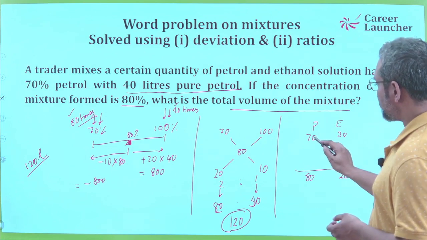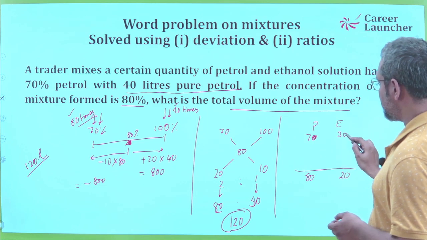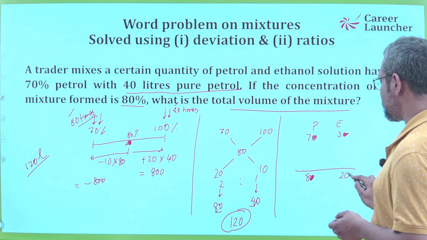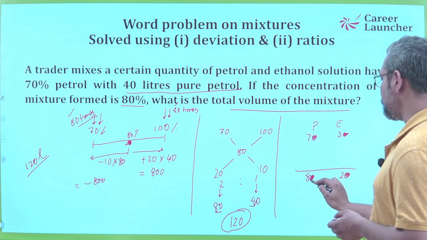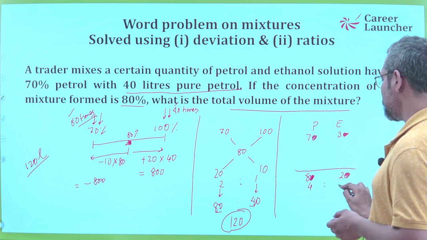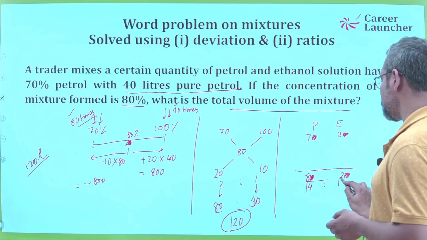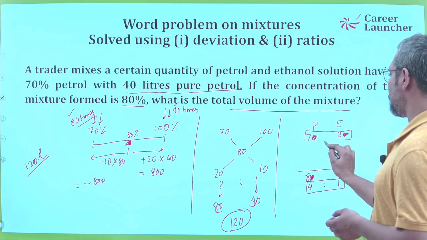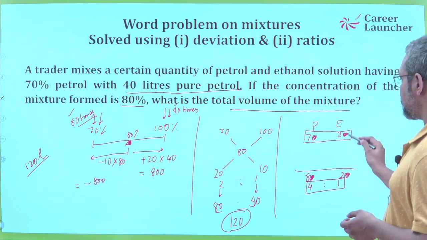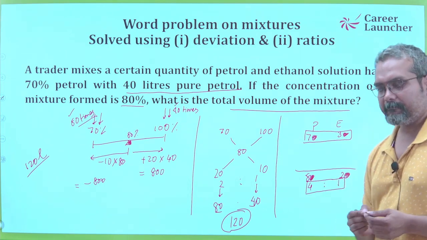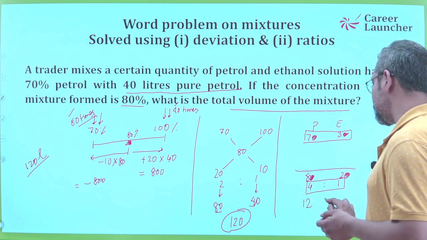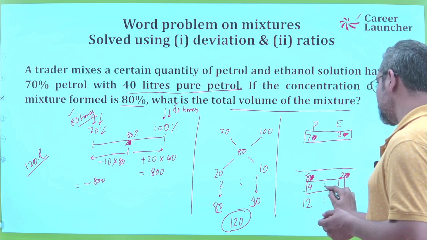Now instead of working with 70 and 30, we can just make the numbers smaller. Let's just think of 7 and 3, and this time the ratio is 8 and 2, which is basically 4:1. So we are going to work with 4:1, and initially it is 7:3. Since the ethanol quantity must be the same, we have to multiply this ratio with 3 so that you get 12:3. So we can strike this out now.